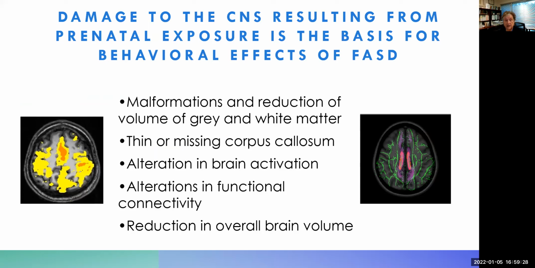The deficits that we see in individuals who are alcohol affected result from the effects on the CNS of prenatal alcohol exposure. And these include reduction in overall brain volume, malformations and reductions in volume of gray and white matter, thin and missing corpus callosum, which of course are the bundle of nerves that connects the two hemispheres of the brain, alterations in brain activation, and alterations in functional connectivity.